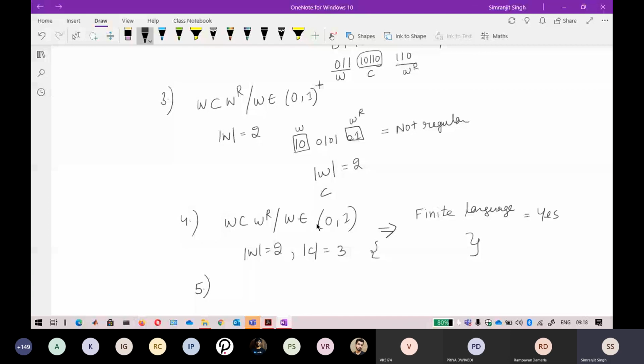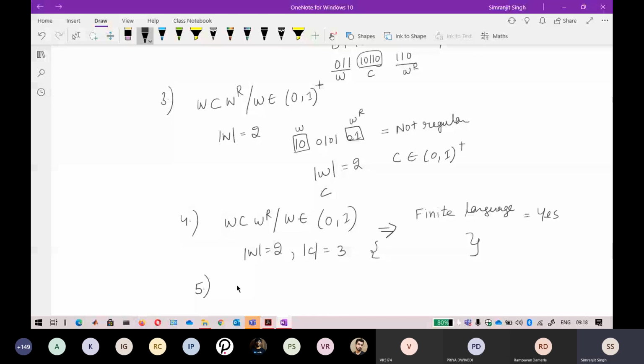But if you fix anything now, this C, because this C belongs to 0, 1 plus, it can be anything. Okay. So I think I have taken enough of your time. So Vineet, I will talk about this WWR in the next lecture.